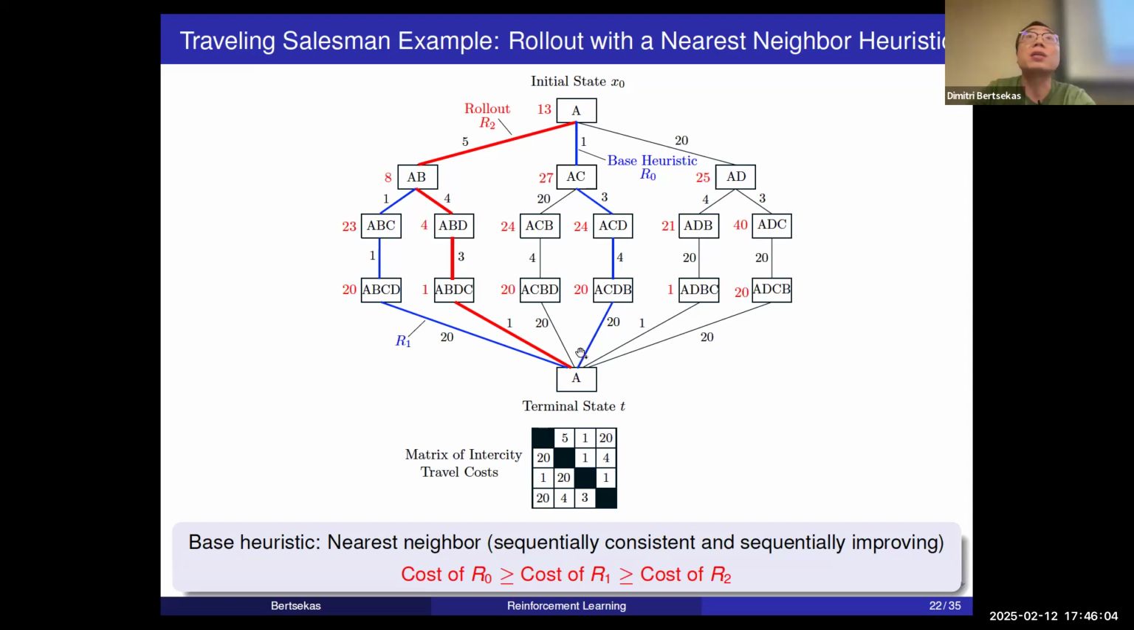Okay. Yes. Can you give an example of a policy which might be sequentially improving, like which doesn't follow this linear? Okay, we're going to get to that in the second half of the lecture.